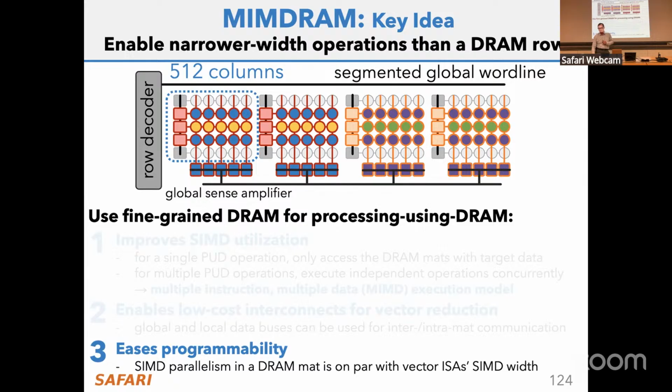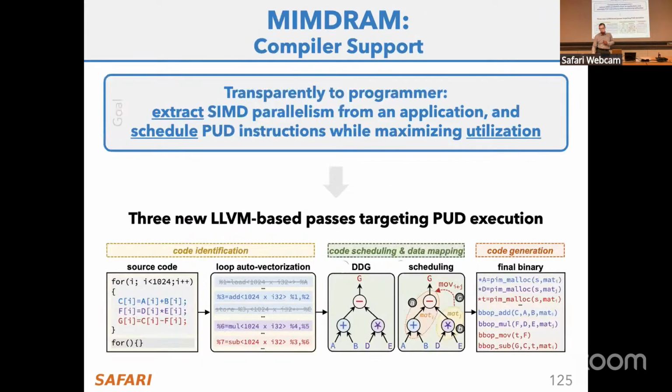Geraldo actually developed a compiler based on LLVM to map the operations. I will not go through this in detail, but the compiler does auto-vectorization. It does some data mapping and scheduling, and then it creates a binary automatically, completely transparently to the programmer. Of course, this works if you can do auto-vectorization nicely, so it's limited to programs where auto-vectorization works, which is very limiting, in my opinion. So there's more work to be done in this area to make this better.